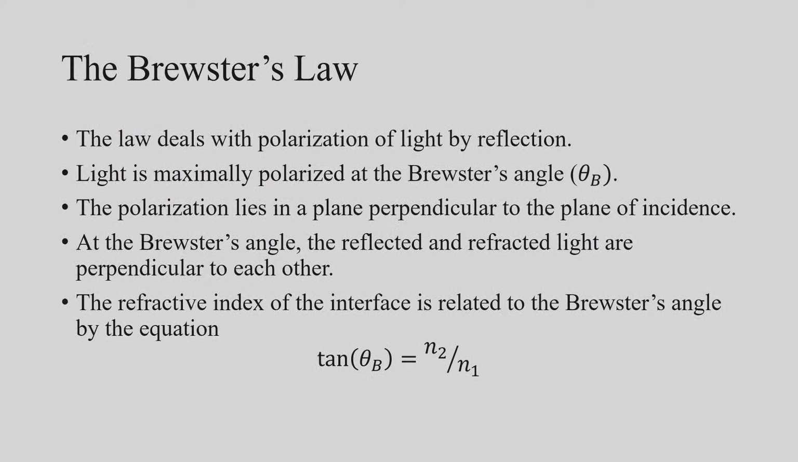So the Brewster's angle, formulated and theorized by Sir David Brewster, deals with the polarization of light by reflection. Light is maximally polarized at the Brewster's angle, being an angle of incidence. The polarization lies in a plane perpendicular to the plane of incidence. At the Brewster's angle, the reflected and refracted light are perpendicular to each other. Now this point is very important because it helps us to formulate the next equation through Snell's law.